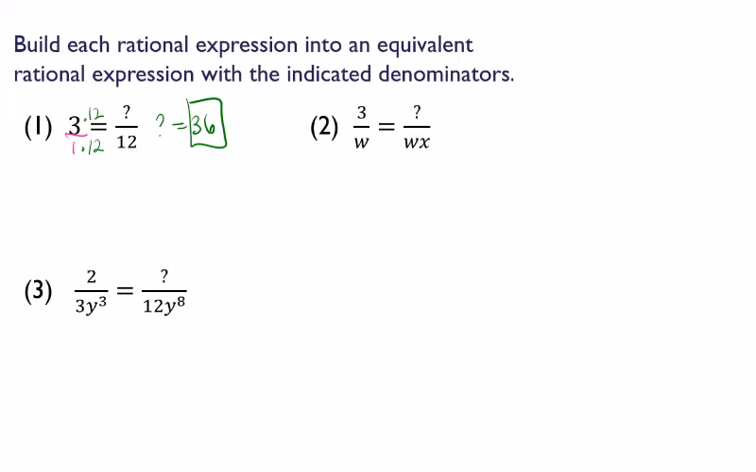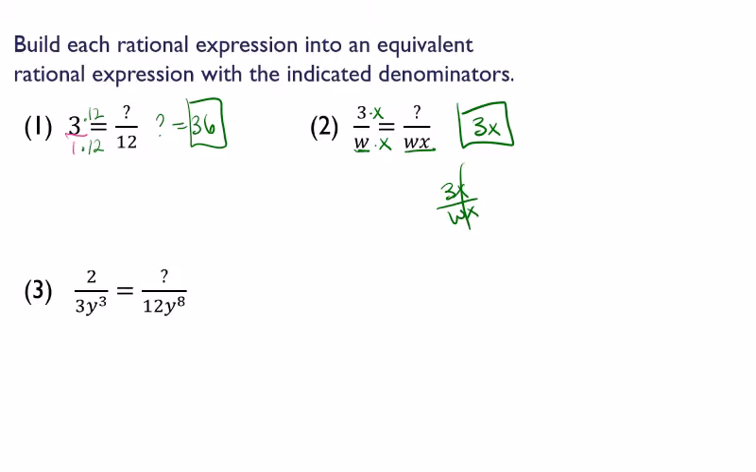All right, now here we have this one. So what did I do to w to make it into wx? I multiplied by x, right? So I'll do that here. 3 times x is 3x. Okay, and we can check our work, right? 3x divided by wx, the x's would cancel out, and we just end up with 3 over w.